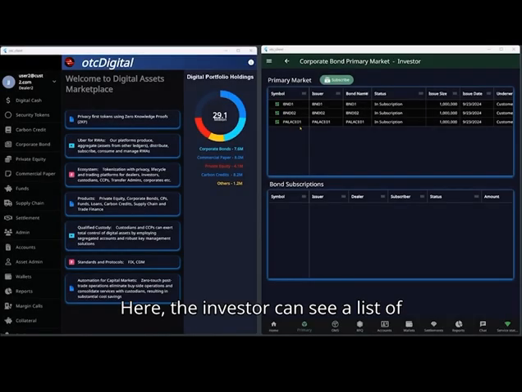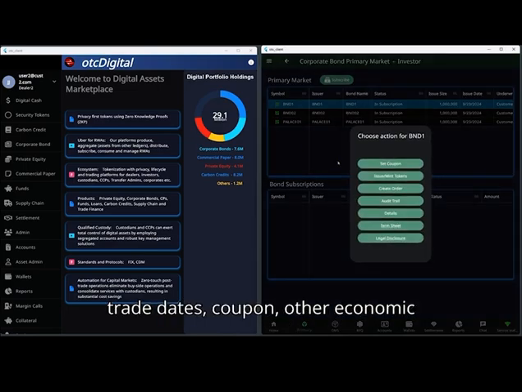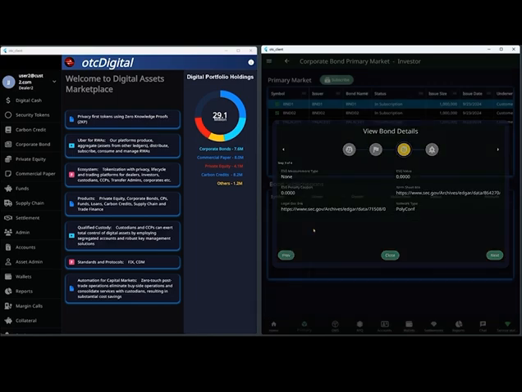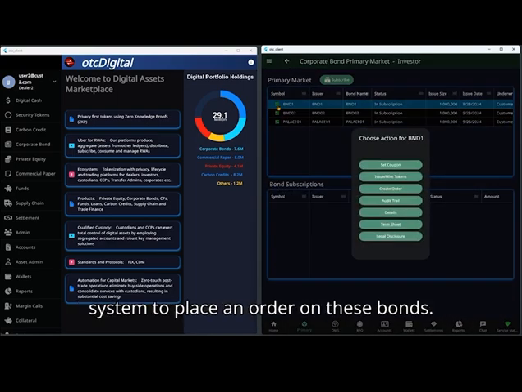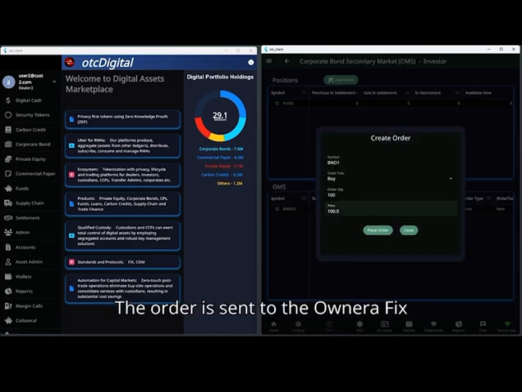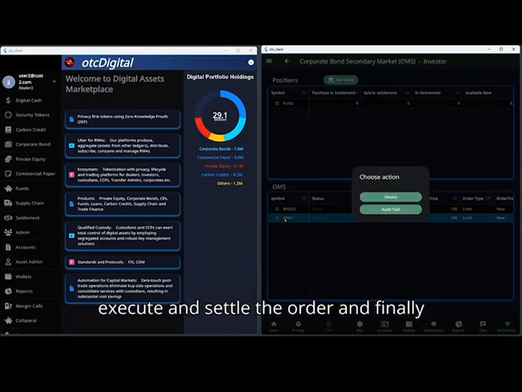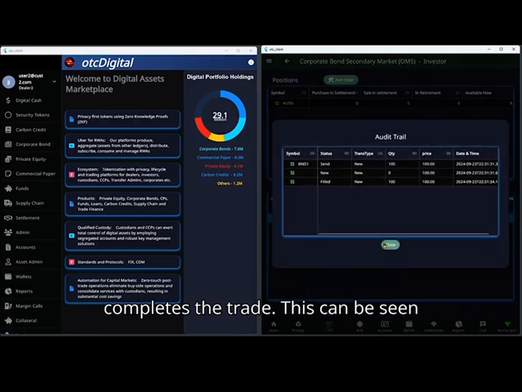Here, the investor can see a list of corporate bonds in the primary market published by the Onera network. The OTC Digital platform enables the investor to view the details of a bond such as trade dates, coupon, other economic parameters, etc. The investor can use the order management system to place an order on these bonds. The order is sent to the Onera FIX adapter. The Onera network coordinates with the bond issuer to execute and settle the order and finally completes the trade. This can be seen in the order audit trail.